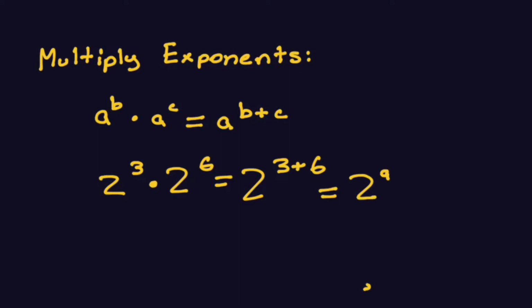So as I said before, a to the b times a to the c is equal to a to the b plus c. So when you're looking at 2 to the 3rd power times 2 to the 6th power, that is going to equal 2 to the 9th power. So what I want you to get from this is that when you're multiplying exponents, you're going to keep the base the same as your answer, but you're going to add the two exponents together. So a to the b plus c. So that's what you do when you multiply exponents.